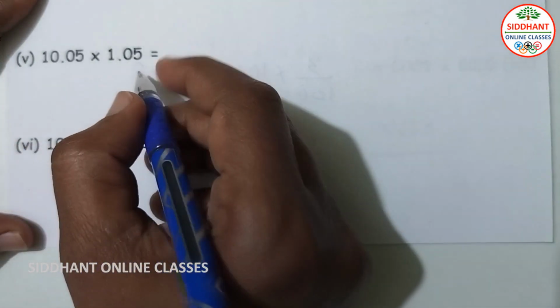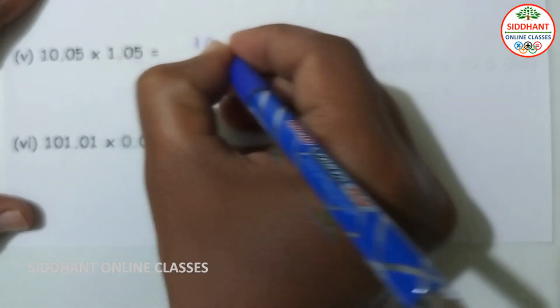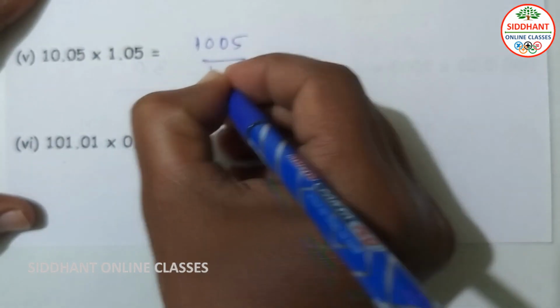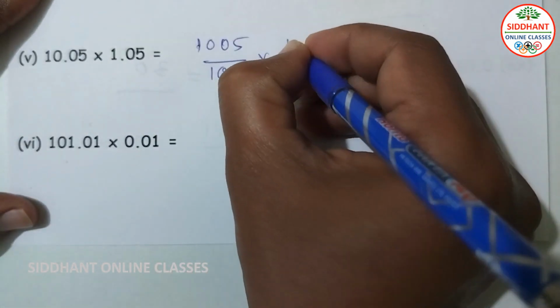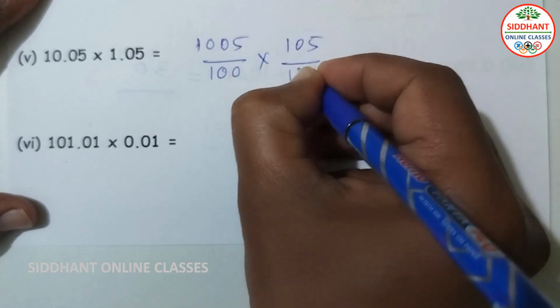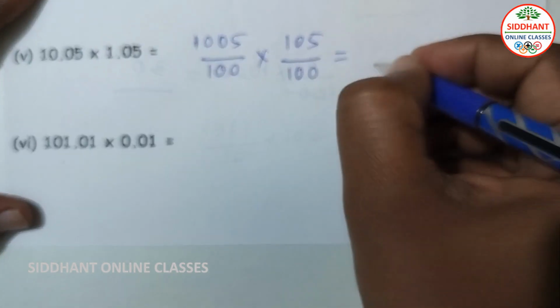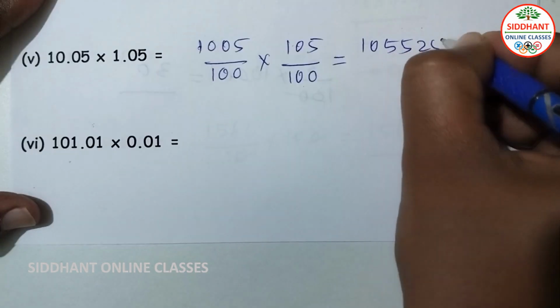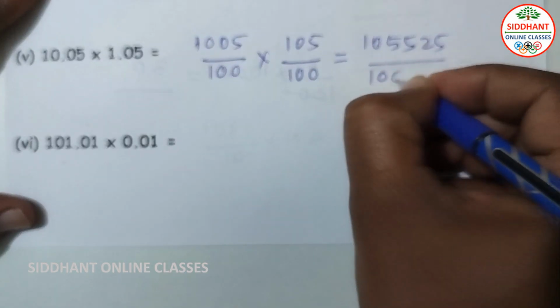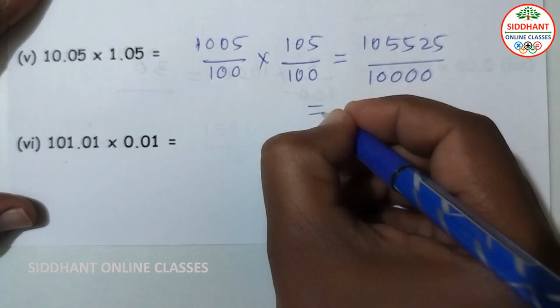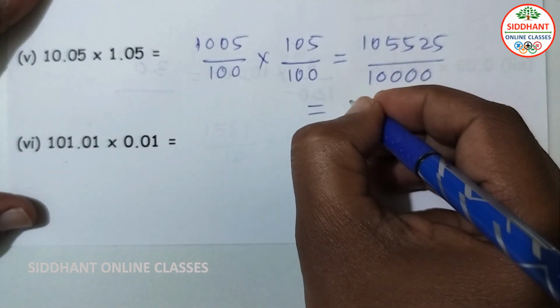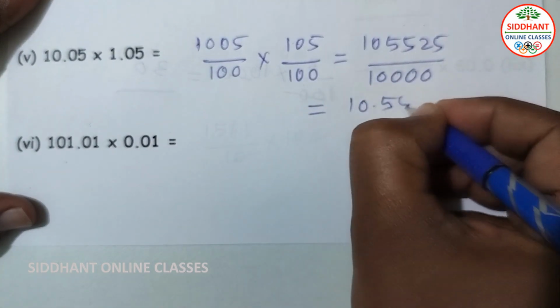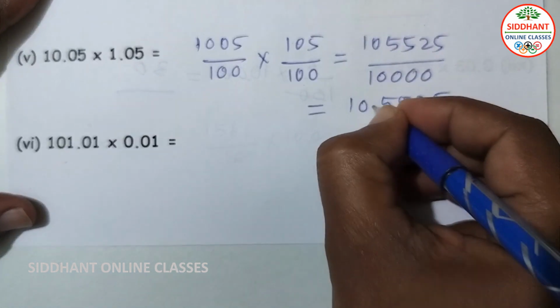10.05 into 1.05. So 1005 by 100 into 105 by 100, that equals 105525 by 10000, that equals 10.5525.